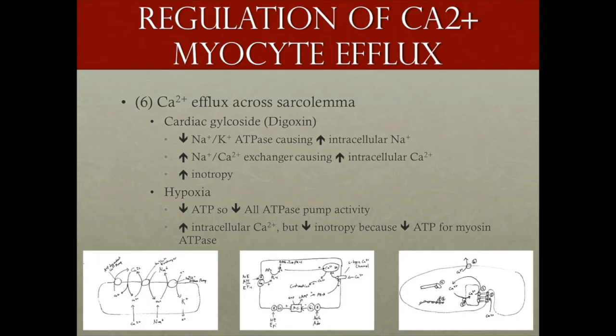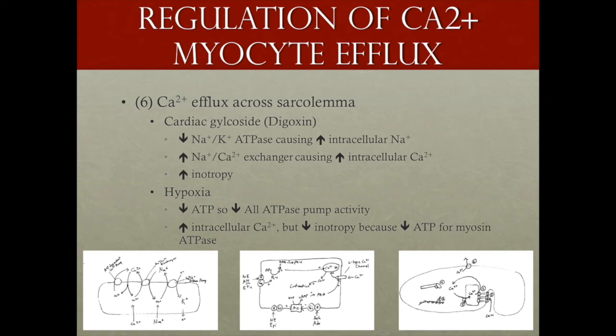Methods of affecting these pumps, one would be to give a cardiac glycoside, such as digoxin. This would decrease sodium-potassium ATPase activity, causing a rise in intracellular sodium. This elevated intracellular sodium level would decrease sodium-calcium exchange activity, leading to a rise in intracellular calcium, and thereby increasing inotropy. Hypoxia and its resulting decrease in ATP will also decrease sodium-potassium ATPase pump activity and will bring about the resulting electrolyte changes, including a rise in intracellular calcium.